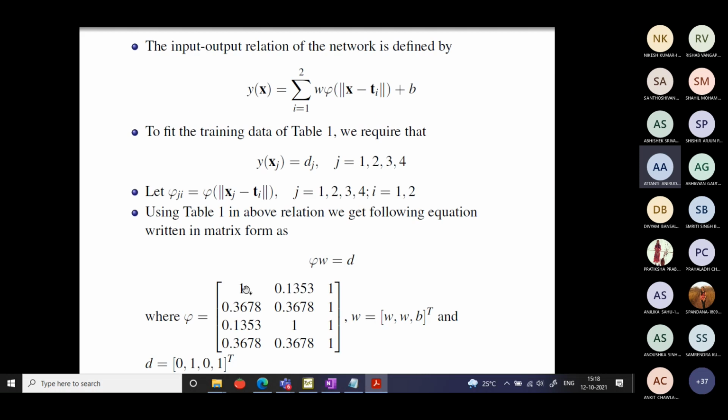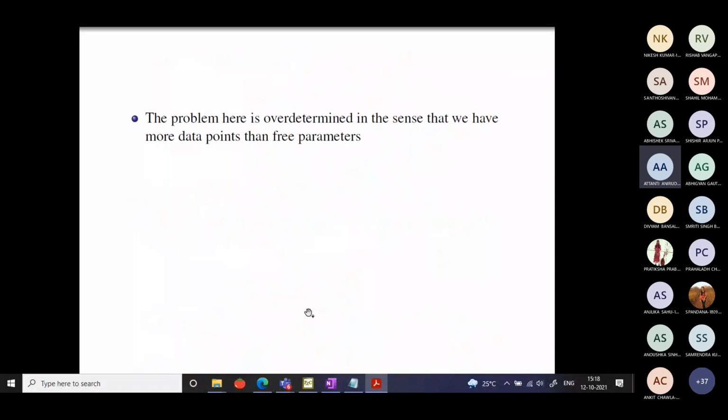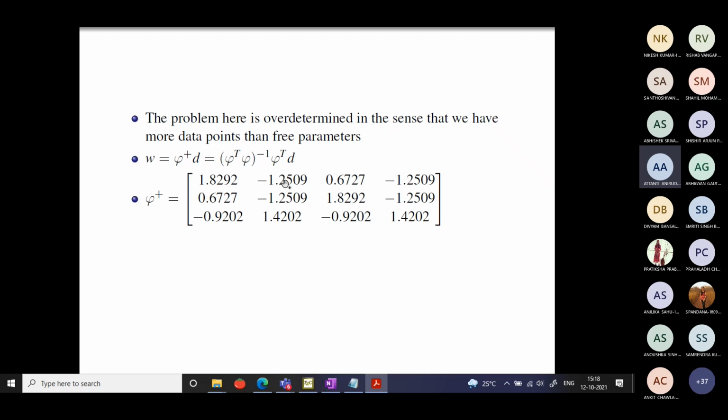Basically, it's 4 cross 3. It's a tall matrix rather than a square matrix. So we have this pseudo inverse concept, and using this, you'll be able to get phi transpose. Phi is already there. Multiply the inverse of phi transpose phi, and D is there with you. Once you have this, this is phi plus, which means the pseudo inverse.